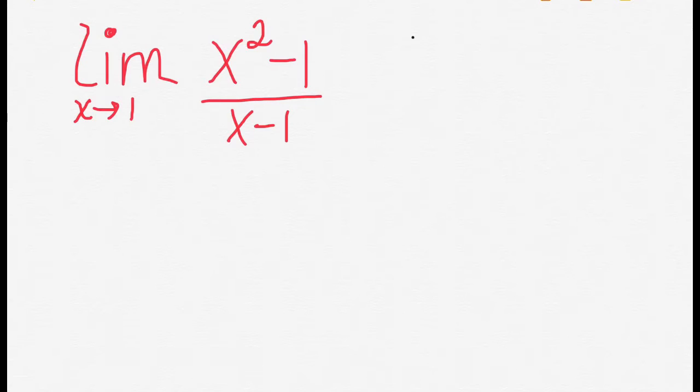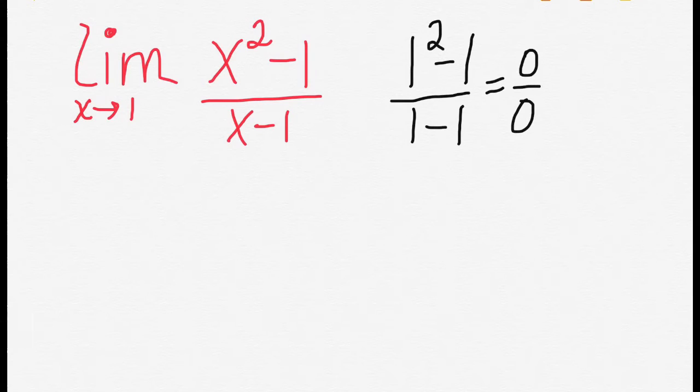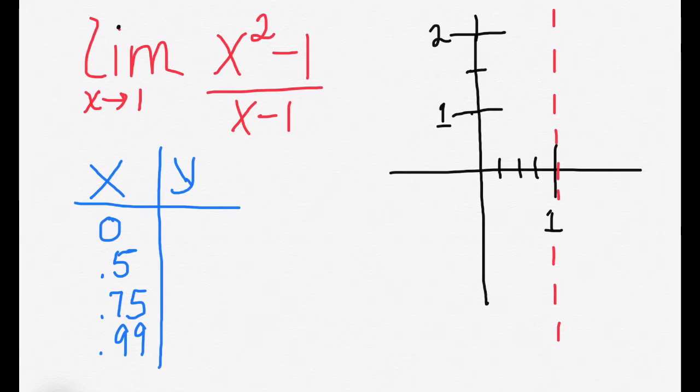So if I substitute 1 in for x, I would have 1 squared minus 1 over 1 minus 1, which would equal 0 over 0. And anytime you have a 0 in the denominator, it's undefined. Okay, so we can't have that. So since x cannot equal 1, I've drawn an asymptote where x is equal to 1.